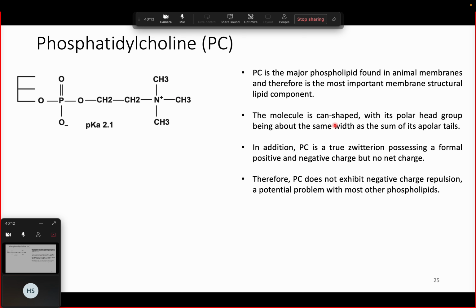Okay, in addition, PC is a true zwitterion possessing a formal positive and negative charge but no net charge. Okay, therefore PC does not exhibit negative charge repulsion, a potential problem with most other phospholipids.